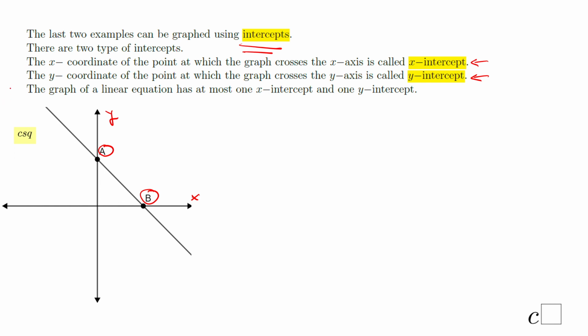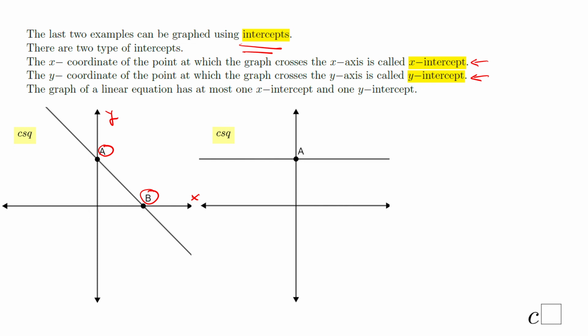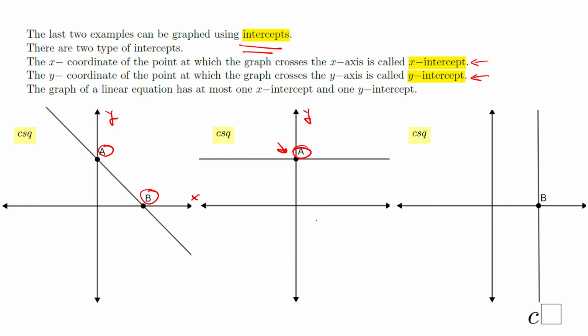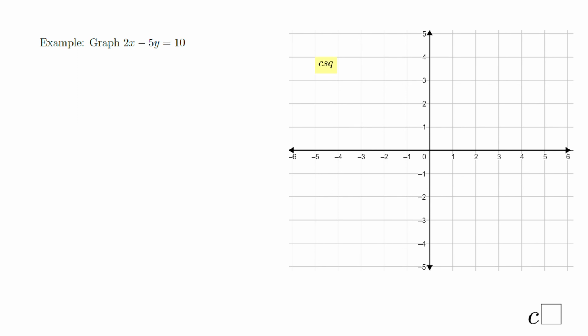Notice I said here the graph of a linear equation has at most one x-intercept and one y-intercept. In this case, we see both. In this case, when you have a horizontal line, we have only the y-intercept. And in this case, when you have a vertical line, we have only the x-intercept. So be aware, not all the time are you going to have both the x and y-intercept. Most of the time you do. And I'm going to show you now how to graph a linear equation using intercepts. This is the last example in this lesson.